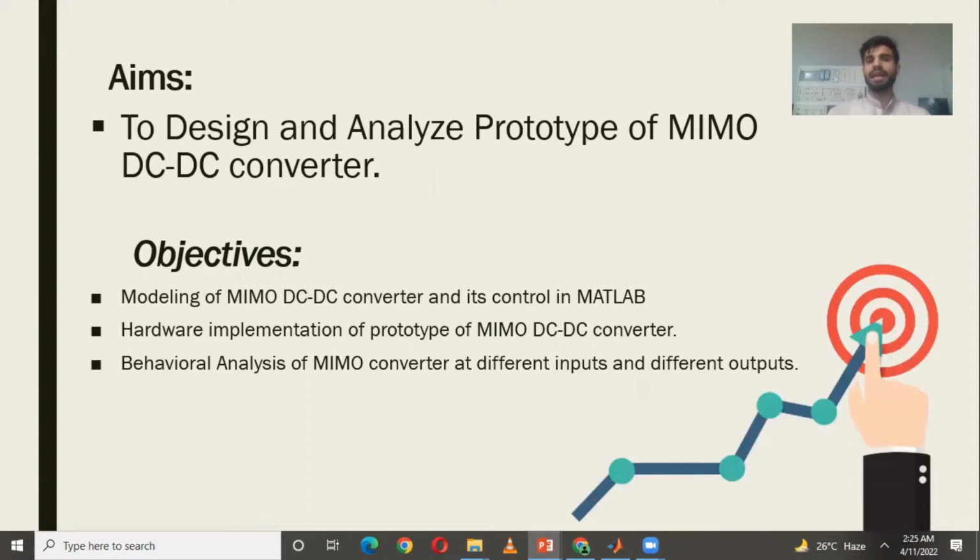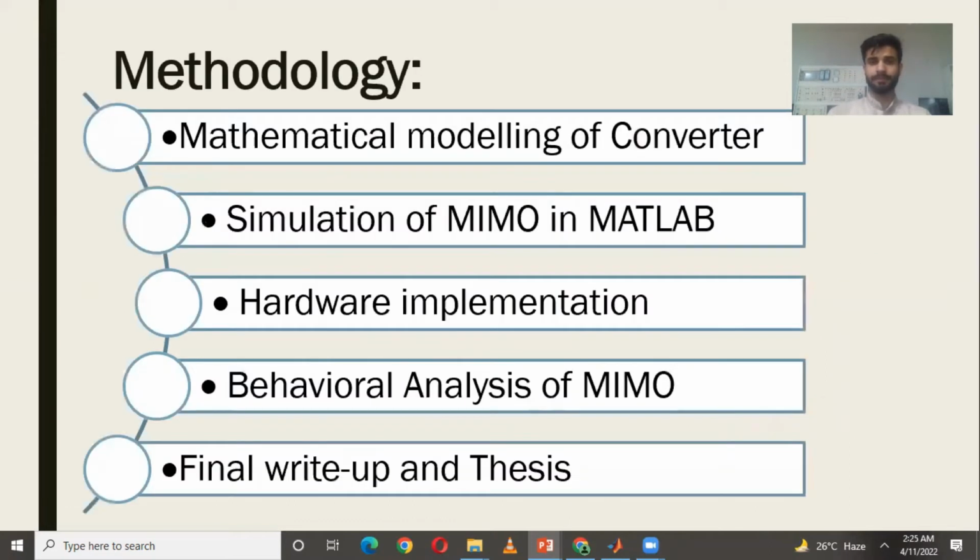Our aim is to design and analyze a prototype of a multiple input, multiple output DC to DC converter. The objectives of our project are modeling of the MIMO DC to DC converter and its control in Matlab, its hardware implementation, and then behavior analysis of the MIMO converter at different inputs and outputs. We have followed this methodology: mathematical modeling of our converter, its simulation in Matlab software, and then hardware implementation. After software and hardware implementation, we will move towards the behavior analysis of our converter and then write the thesis.